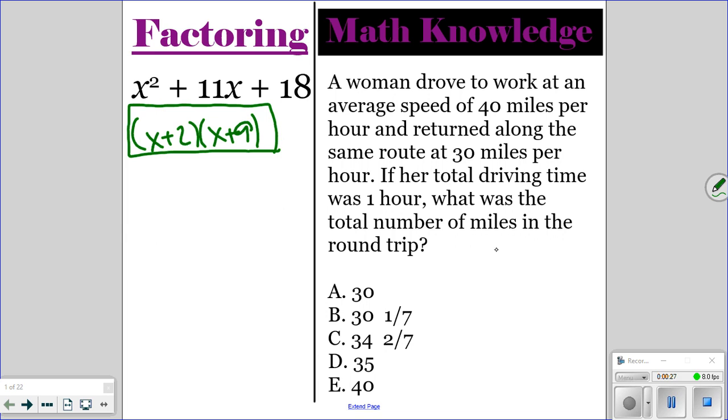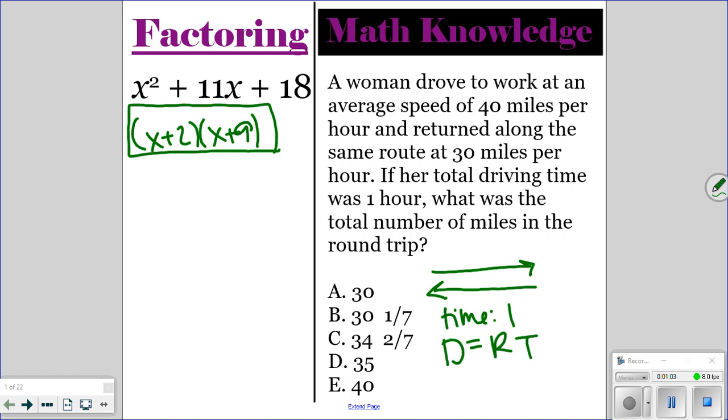For the math knowledge question, it asked for what was the total number of miles in her round trip. She drove to work at an average speed of 40 miles per hour and then returned along the same route at 30 miles per hour. So she went somewhere and then she came right back. And the total time was 1 hour. So hopefully y'all have seen distance equals rate times time before.